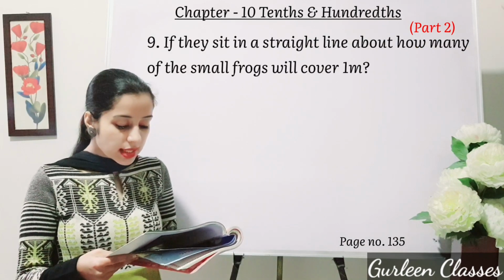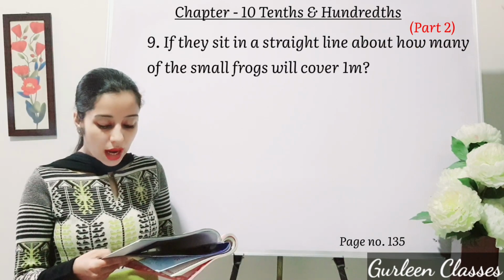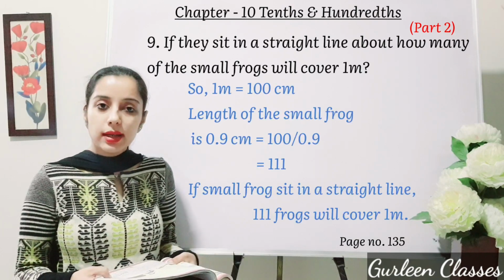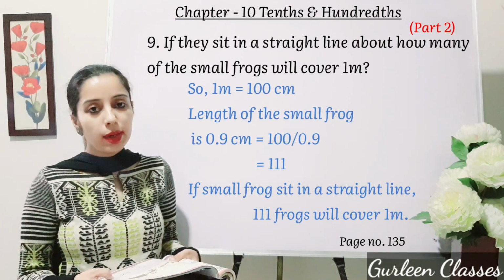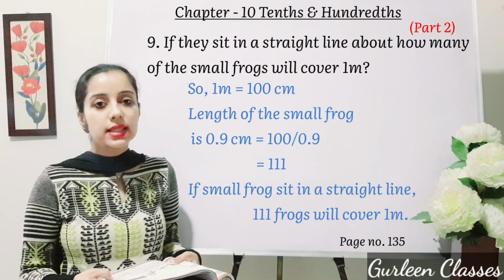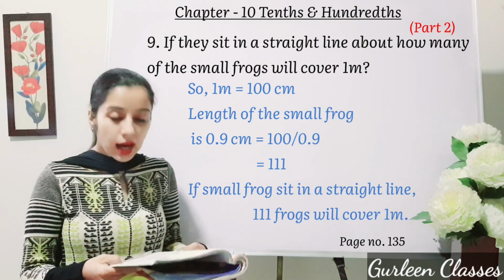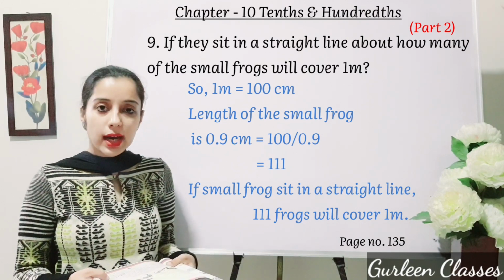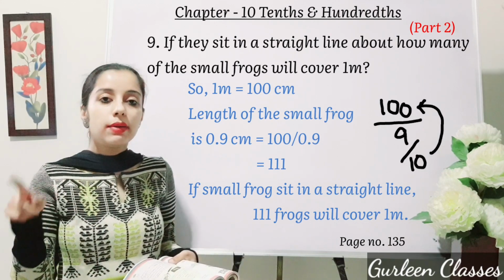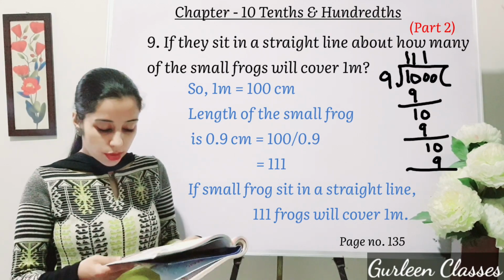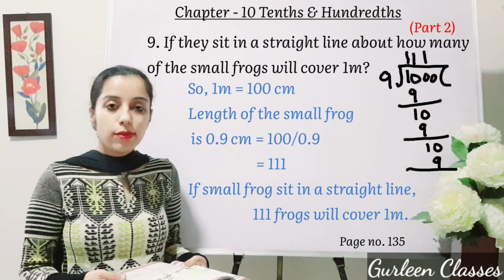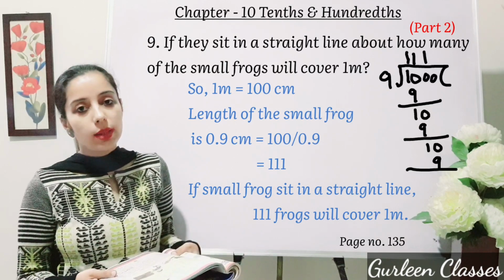Next, if they sit in a straight line, about how many of the small frogs will cover 1 meter? So, 1 meter is equal to 100 centimeter and the length of the small frog is given 0.9 centimeter. So, you can say 100 divided by 0.9. So, it will be approx 111. So, if small frogs sit in a straight line, 111 frogs will cover 1 meter.